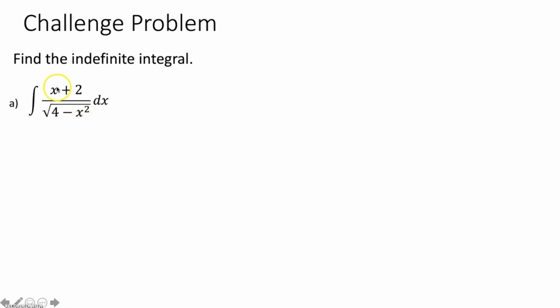So what do we do here? Well, since this function in our numerator has 2 terms, and our denominator is only 1 term, this big square root right here, we can technically put that square root under each term in the numerator and give them their own separate fractions. So we can rewrite it as x over rad 4 minus x squared plus 2 over rad 4 minus x squared. And then, by our properties of integration, we can integrate each of those separately.